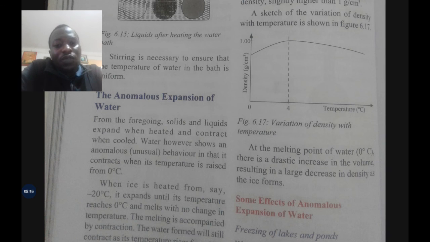So that's what we will discuss in the next class. But for now, let's know the differences or the expansivity rates of different liquids as discussed above.